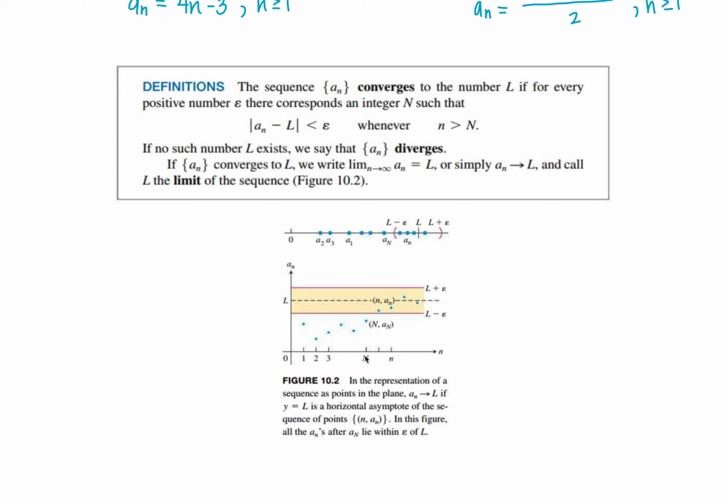The second one is in the xy plane, where the x values are going to be the values of the index number. The y values are the actual value of the sequence term. And once we get out to a certain point, again, once we get beyond a certain value of the index numbers, all of the sequence values are going to be within that band, epsilon units above or below that limit L.